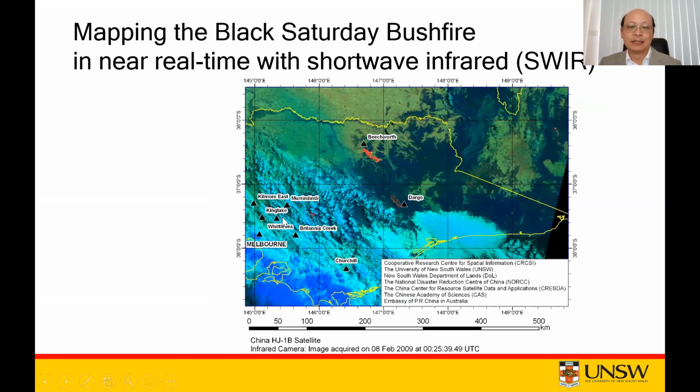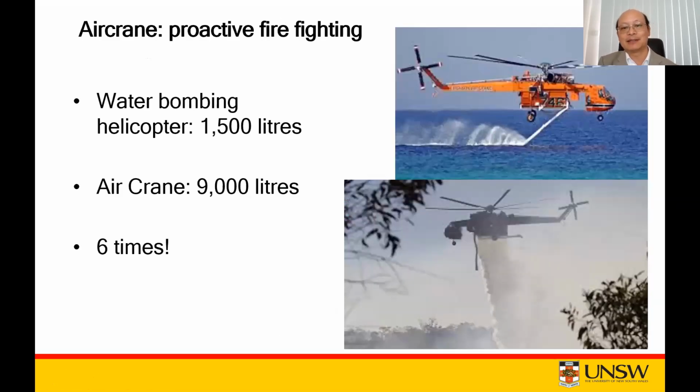We know that Kinglake and Marysville and places like that were actually the epicenter of the Black Saturday fire, but unfortunately, guess what? It's under cloud cover. Initially, when I had this result, I thought it might be thick smoke, but I was proven wrong. It's cloud. In the gap here, you do see the fire down there. So in that sense, whether you agree or not, the shortwave infrared really failed at that moment. But that doesn't stop us from speculating.